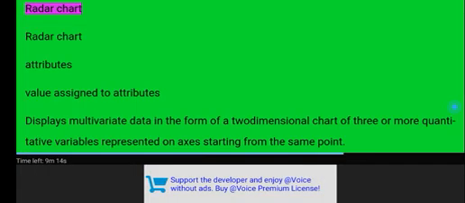Radar chart. Attributes, value assigned to attributes. Displays multivariate data in the form of a two-dimensional chart of three or more quantitative variables represented on axes starting from the same point.